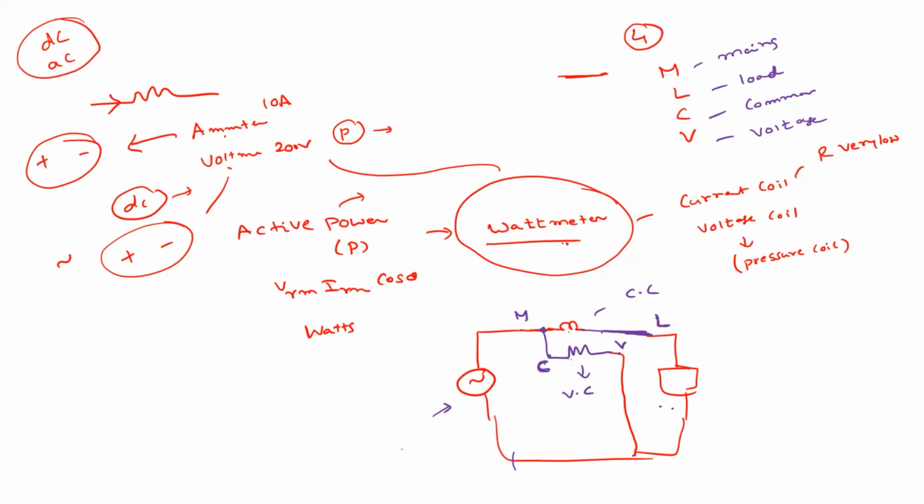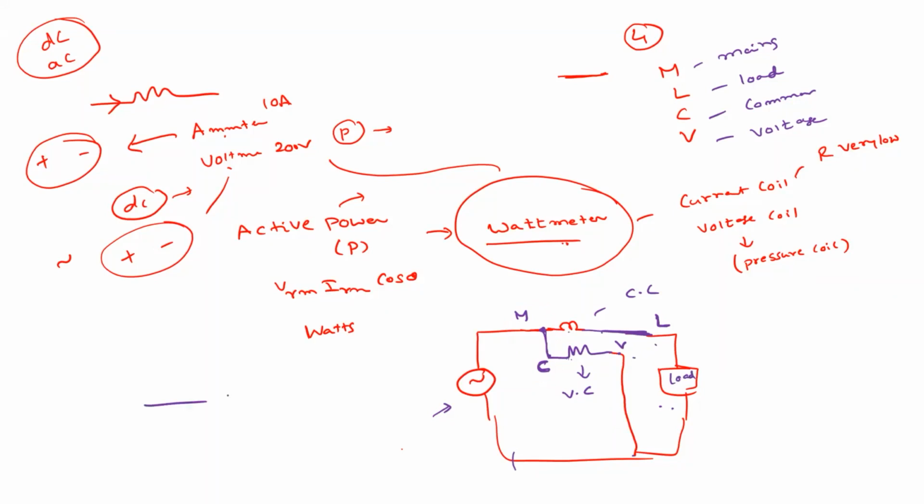So we have 4 terminals in the wattmeter: M, L, C, V. This is how we connect: M will go to the main side, L will go to the load side, and M and C are shorted or connected together. V is for voltage, and it will go to the other end of the circuit. So L and V are connected across the load. C is common, which means M and C are connected together. That's why C is known as common.